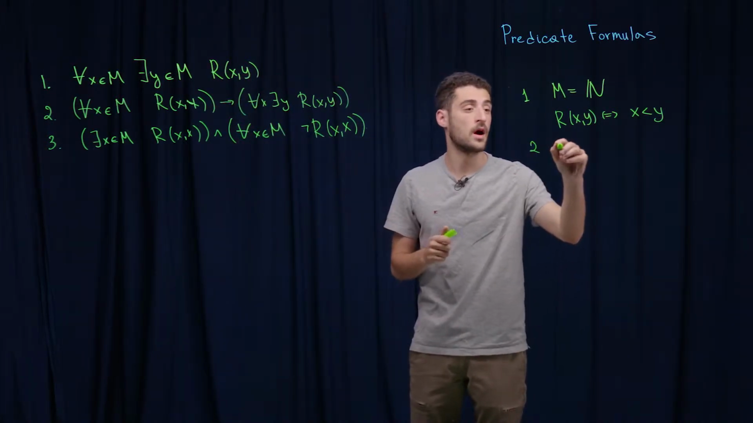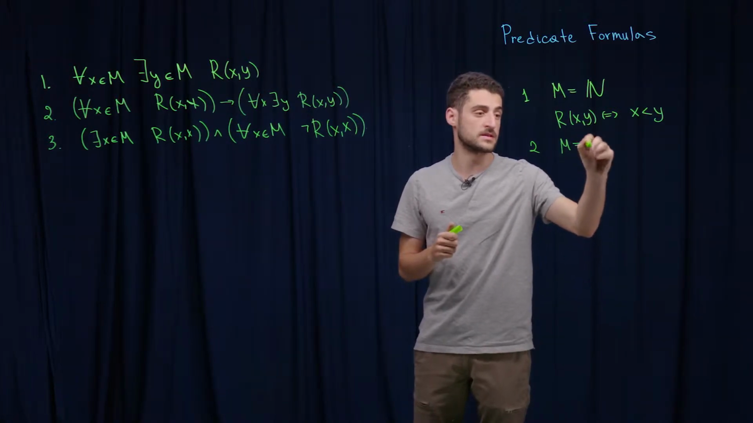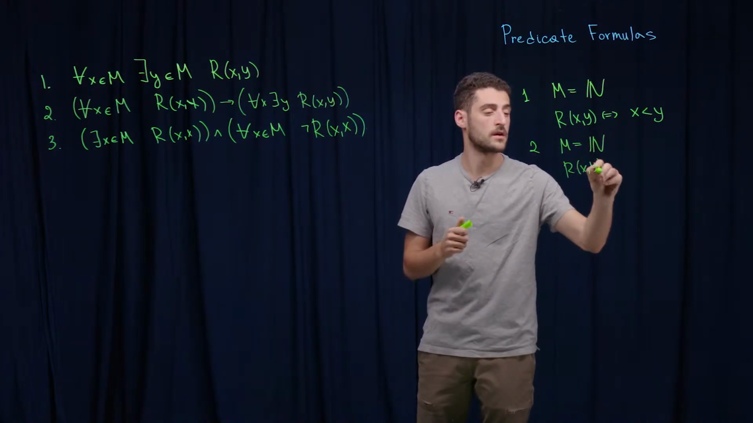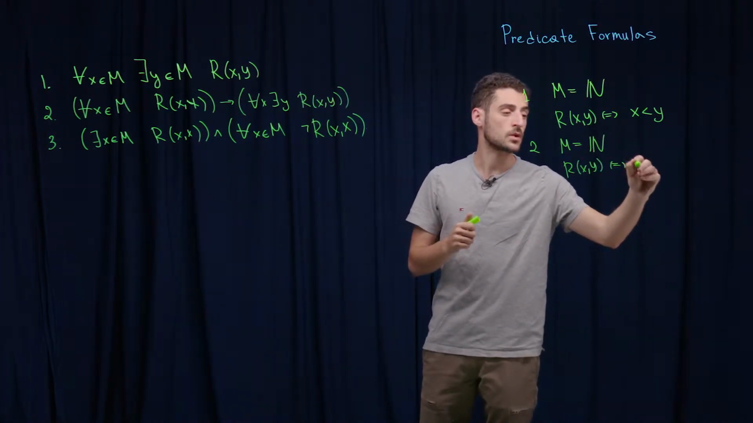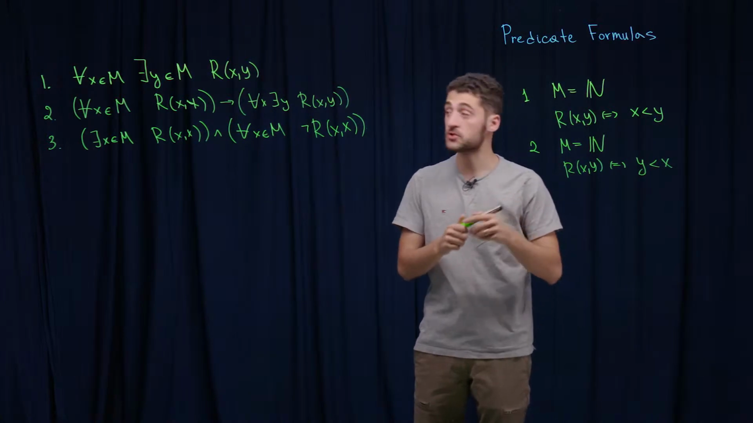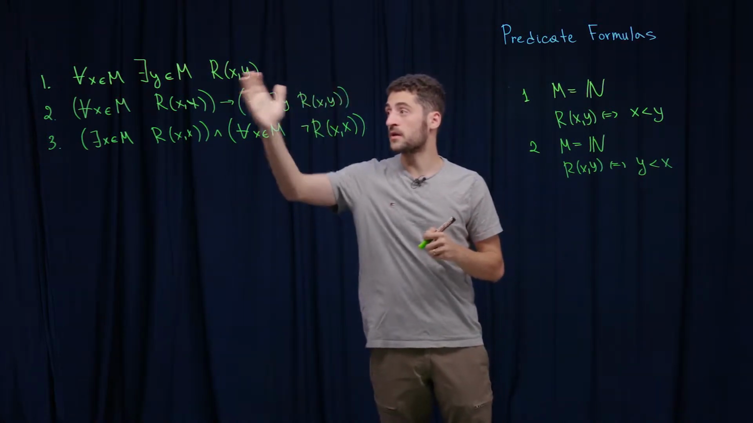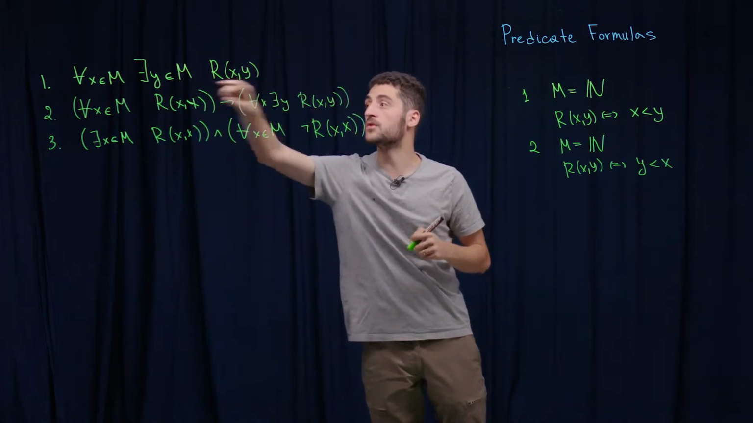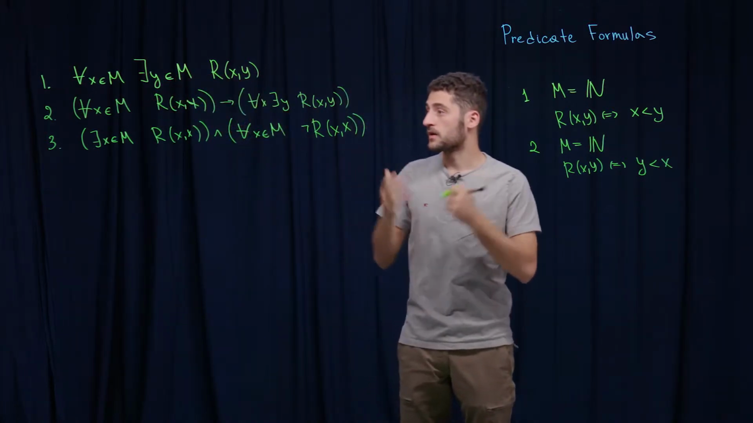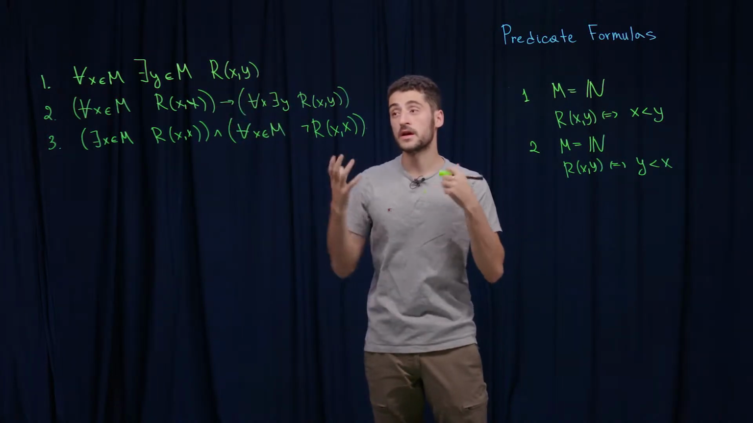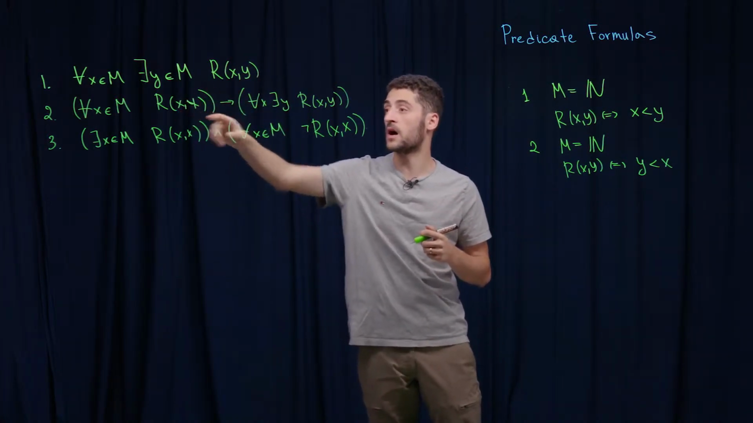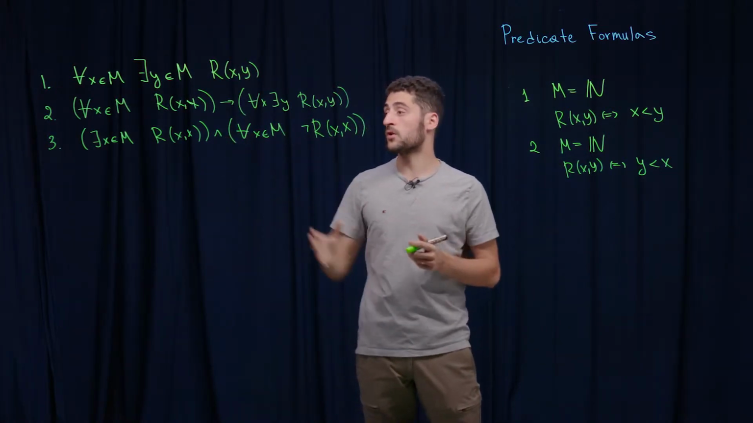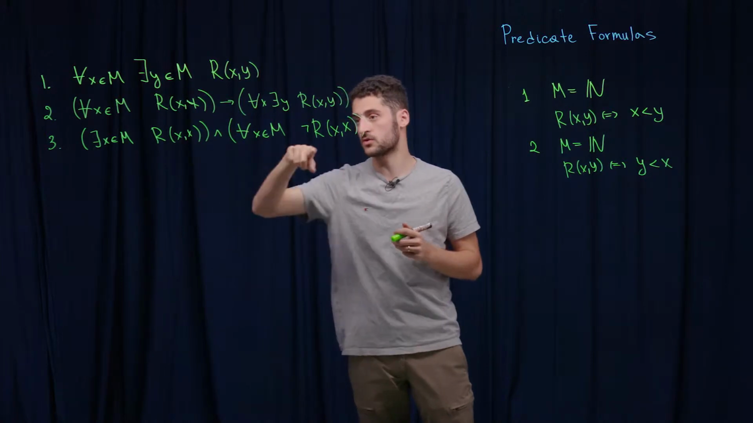But if m is still the set of positive integers, but r of x, y is y is less than x, it's not true because there is nothing less than 1. So if x is 1, this is obviously false. Okay, the second formula is true whenever we define m and r. And finally, the third formula is always false because this is the negation of this, so together they give you a contradiction.